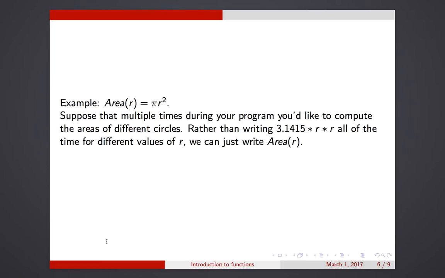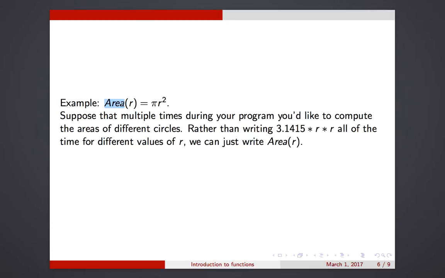So let's get concrete with this. Here's an area calculating function. It computes the area of a circle for you based on a radius of the circle. So how does this function work? You feed in a radius. The rule the function uses is it takes the radius and squares it and then multiplies by pi. So what it gives back to you is an area. And I'm going to call the function area.